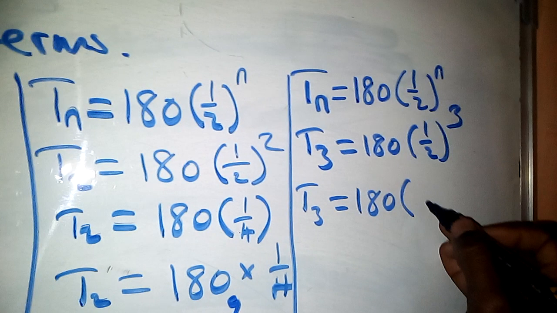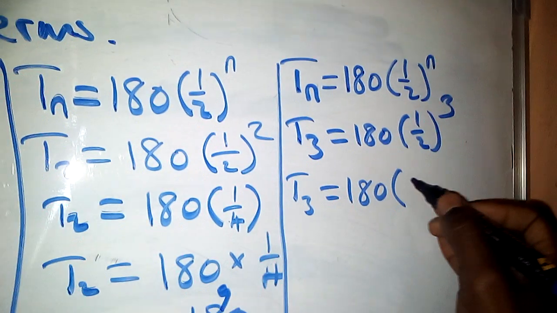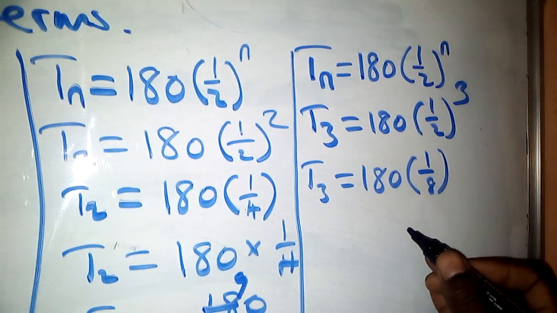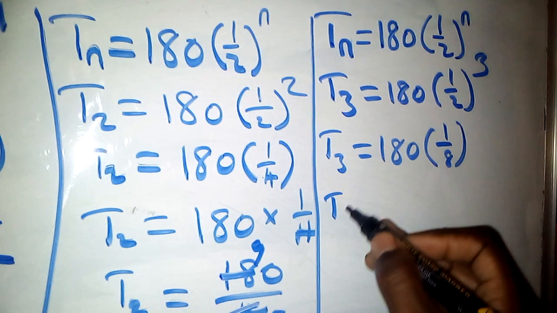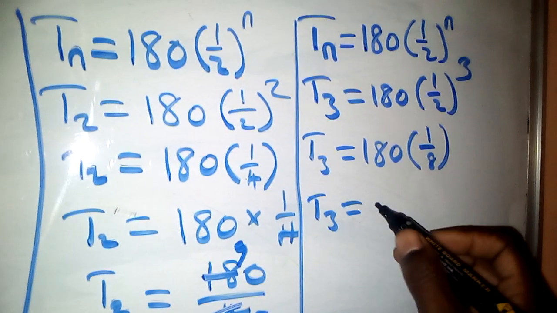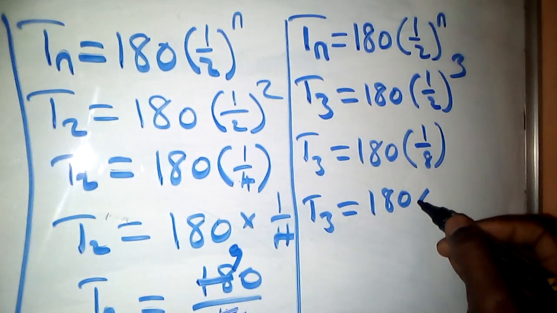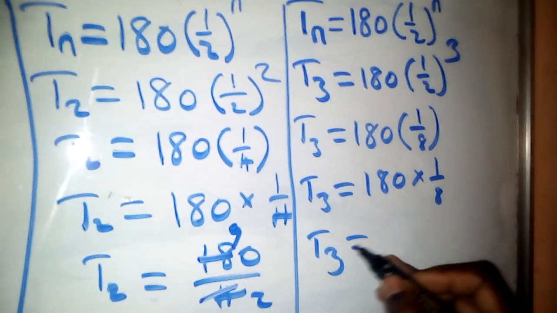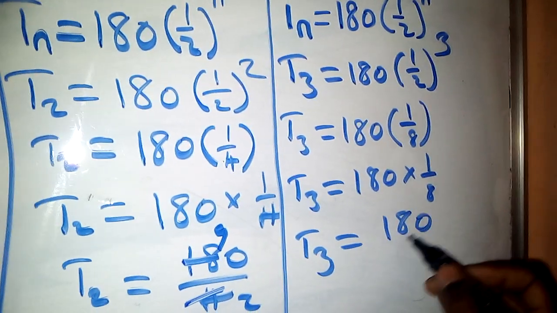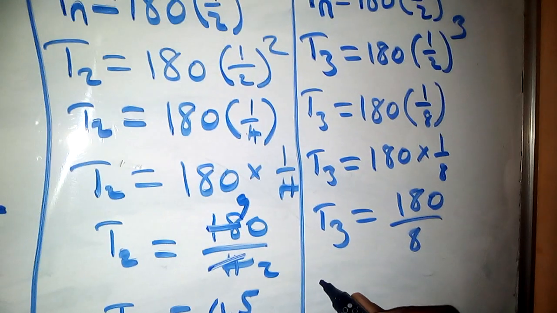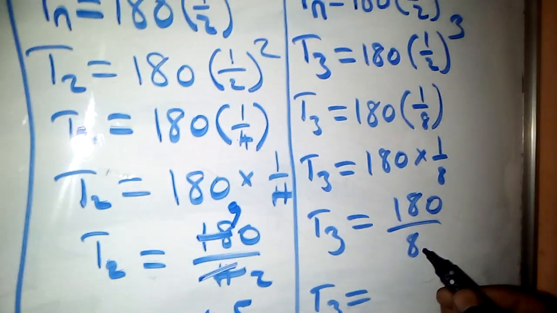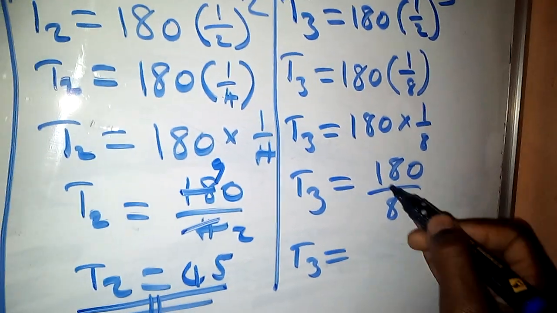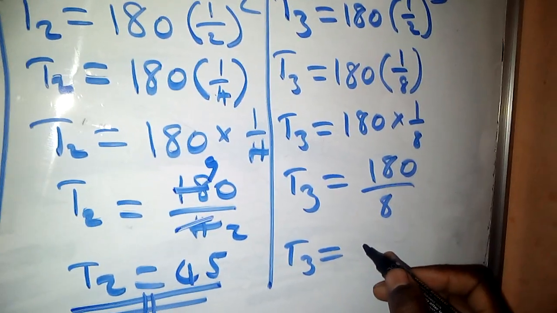You open the parenthesis, 1/2 to the power 3, it's 1/8. So it's 1/8, right? When you simplify this, we have the T3, which is the third term. This will be 180 times 1/8. When you simplify this, we're going to have T3 equals 180 divided by 8. 8 into 180 goes 22.5.